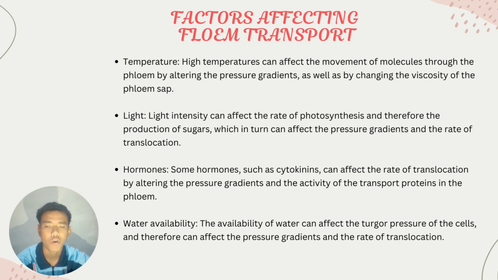Third, hormones. Some hormones, such as cytokinin, can affect the rate of translocation by altering the pressure gradients and the activity of the transport proteins in the phloem. Lastly, water availability. The availability of water can affect the turgor pressure of the cell and therefore can affect the pressure gradient and the rate of translocation.